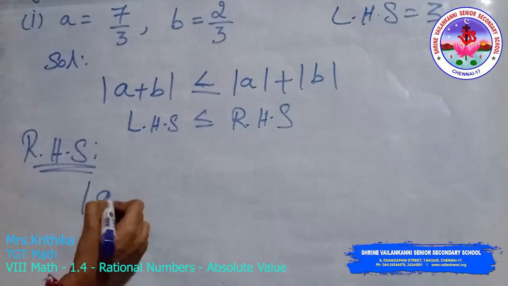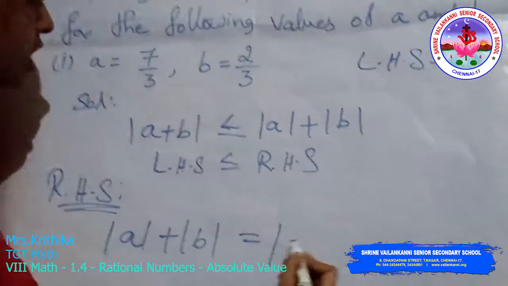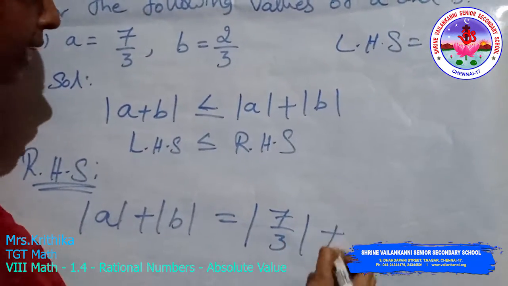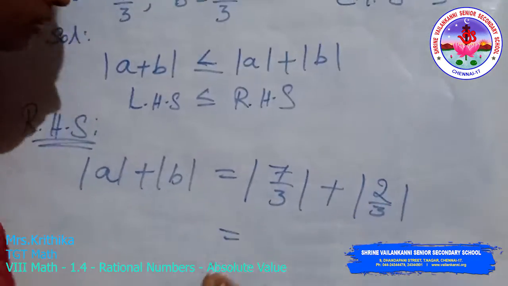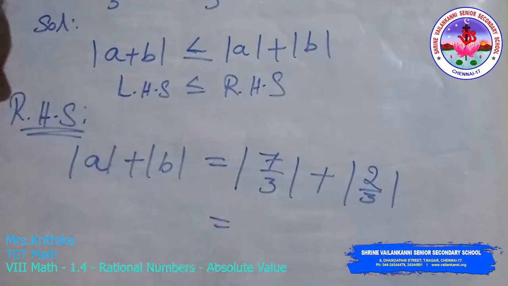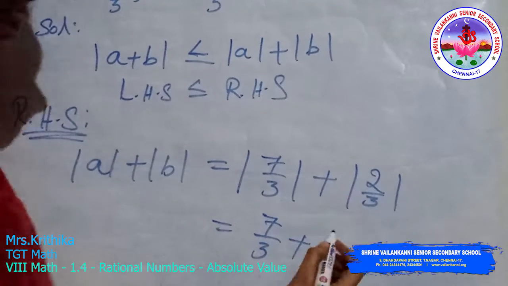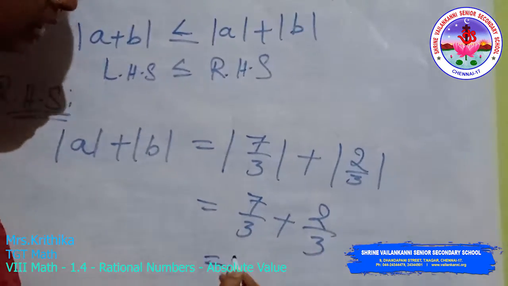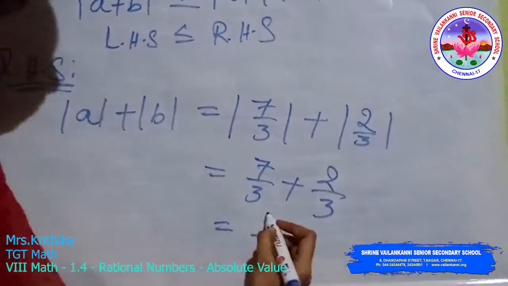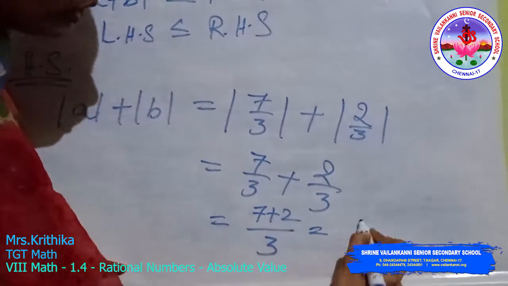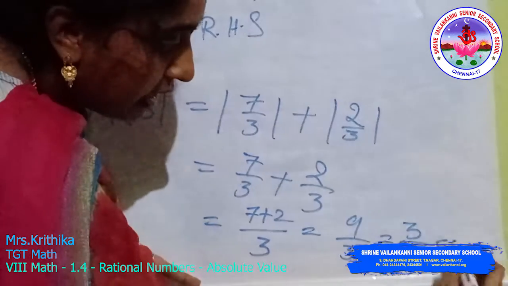RHS is modulus of a plus modulus of b. What's the value of a? Modulus of 7 by 3 plus modulus of 2 by 3. First, find the absolute value of 7 by 3. Modulus of 7 by 3 is 7 by 3, plus modulus of 2 by 3 is 2 by 3. The denominator is same, so you can put the same denominator 3. 7 plus 2 is 9 by 3, equal to 3 by 1. Here the answer is 3.